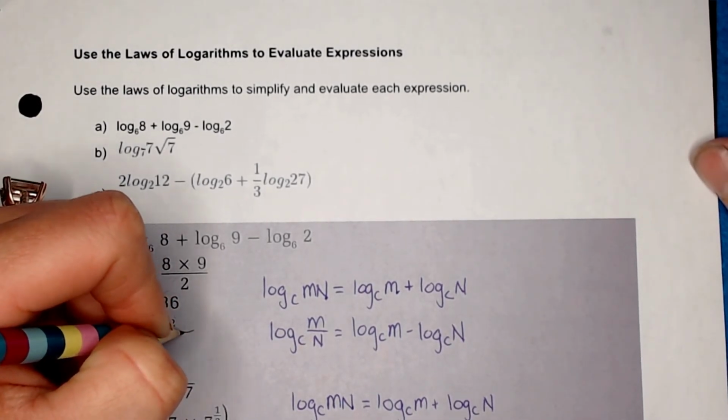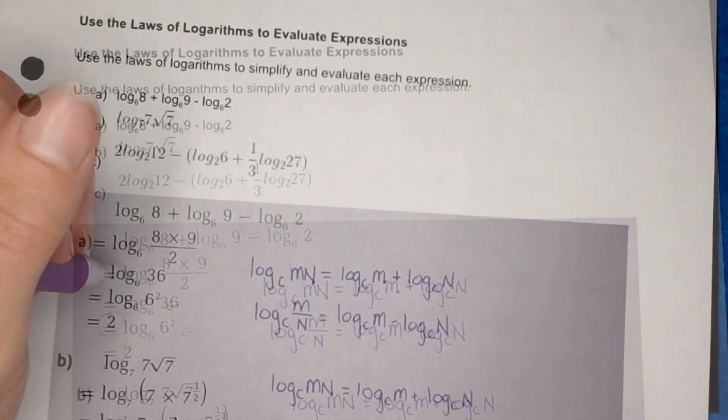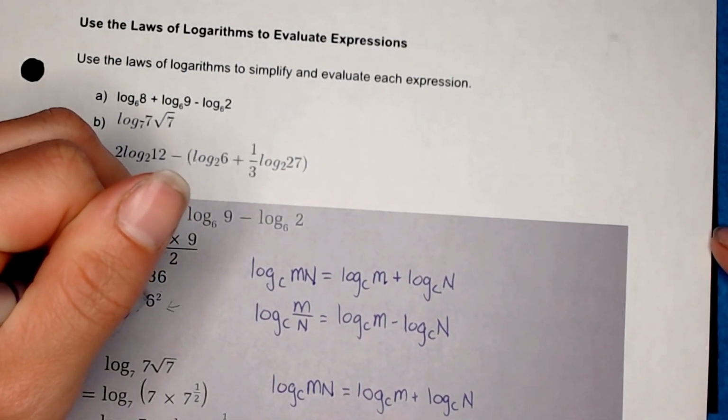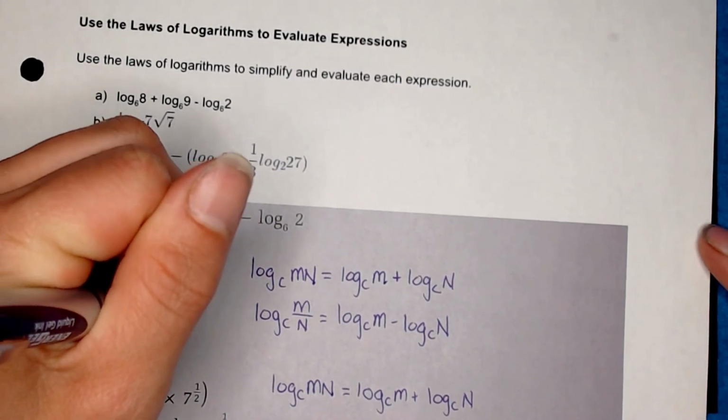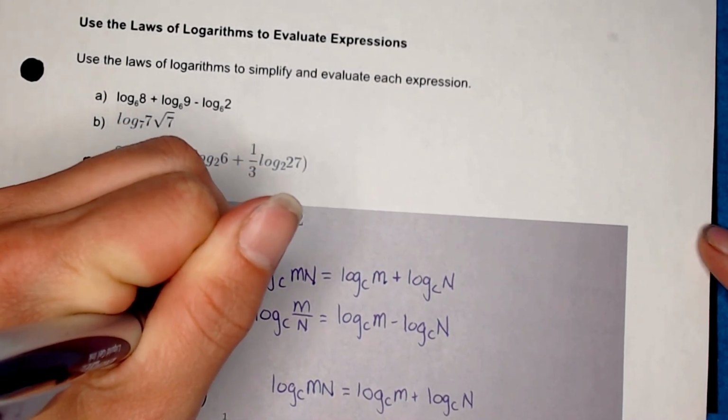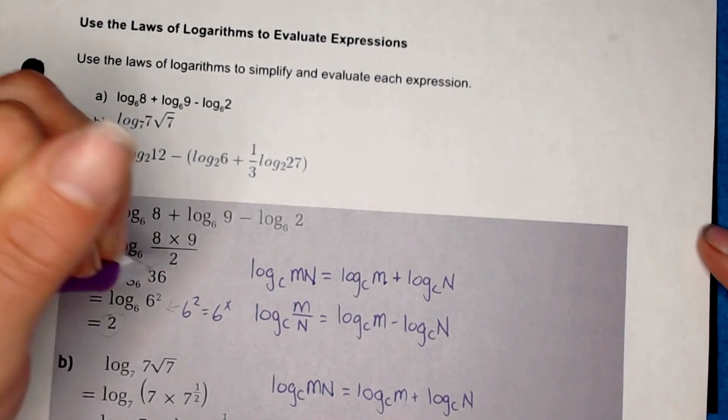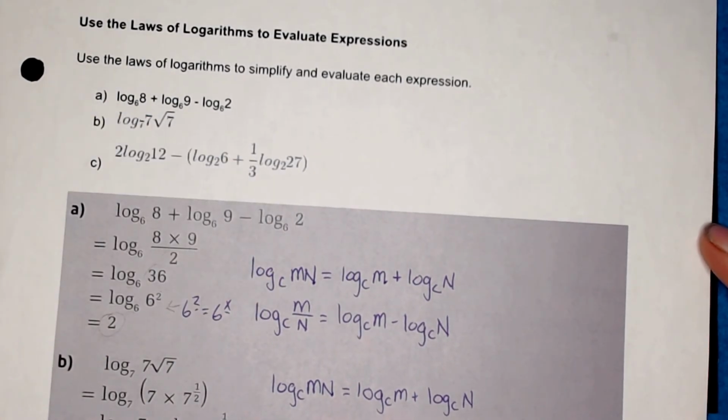If you need a reminder about exponential form, remember this: log 6 of 6 squared, that would be 6 squared is equal to 6 to the power of x. So of course x and 2 would be equal, and that's why the answer is such.